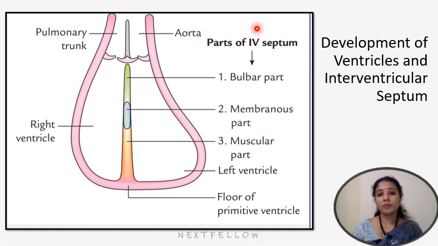Once the right and left ventricles are formed, the proximal part of the bulbus cordis becomes incorporated into the right ventricle as conus arteriosus or infundibulum, and it also gets incorporated into the left ventricle as the aortic vestibule. So this completes a summary of the development of the interventricular septum. The basic concept is three sources: muscular part, membranous part, bulbar part.